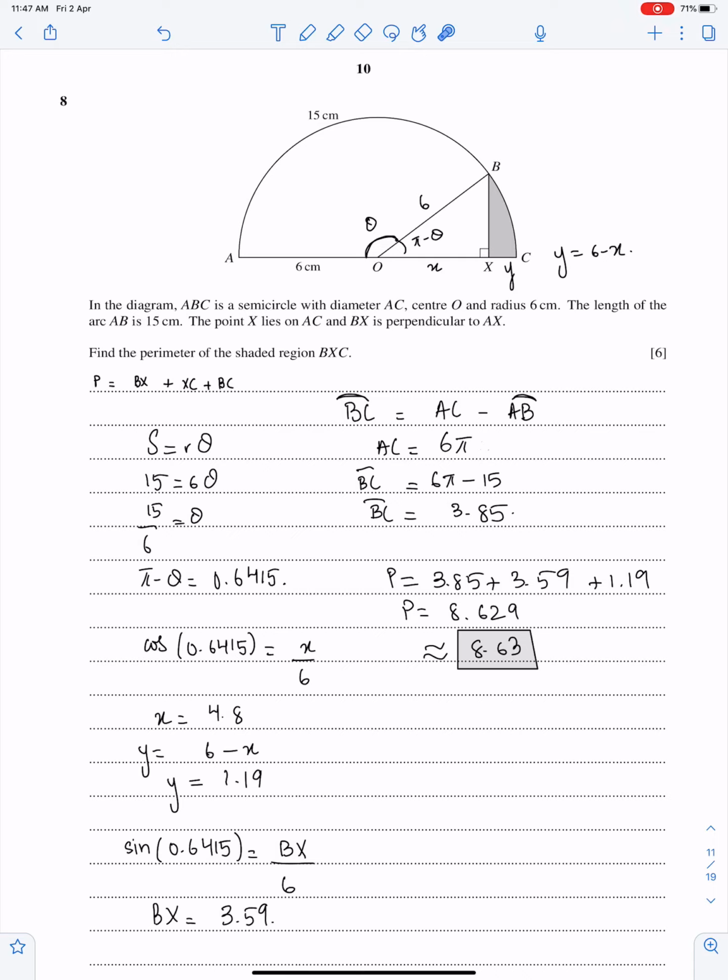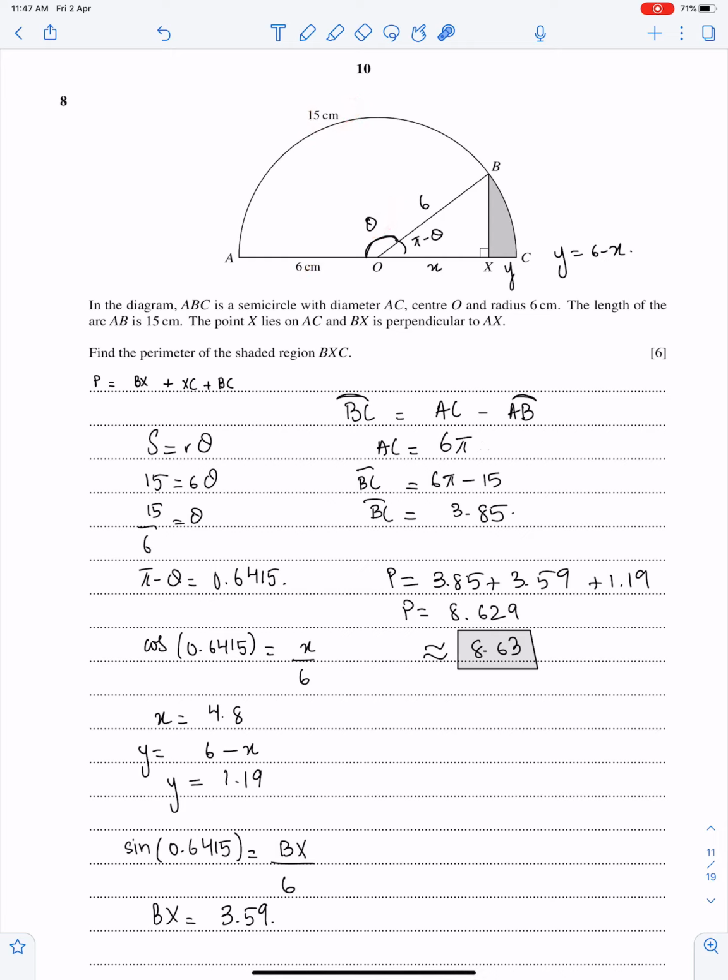Next question, circular measure. ABC is a semicircle with diameter AC, radius 6. So this is also 6, this is also 6. The length of the arc is 15. So we have the radius, we have the length of the arc, we can easily get this angle. Find the perimeter of the shaded region.